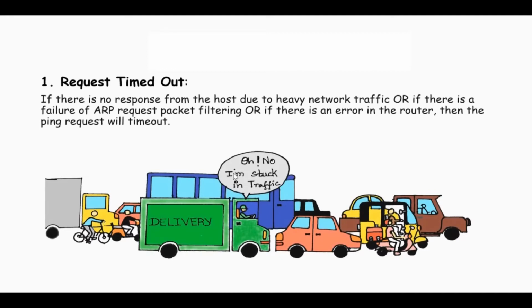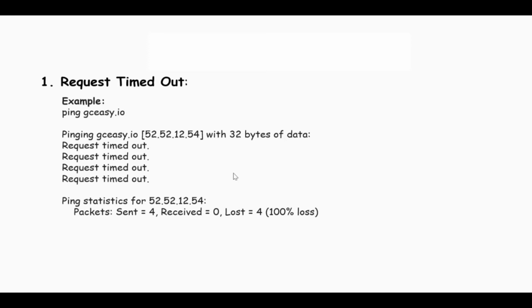So here I want to deliver a package to the customer, but when I'm going to deliver the package, I'm stuck in the traffic, so I cannot deliver this package. So similarly, in ping also, if there is no response from the host due to heavy network traffic, or if there is a failure of ARP request, packet filtering, or there is an error in the router, then the ping request will time out. So let's take a look at the example, guys.